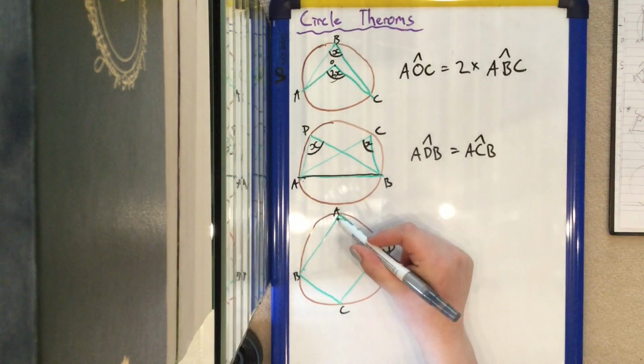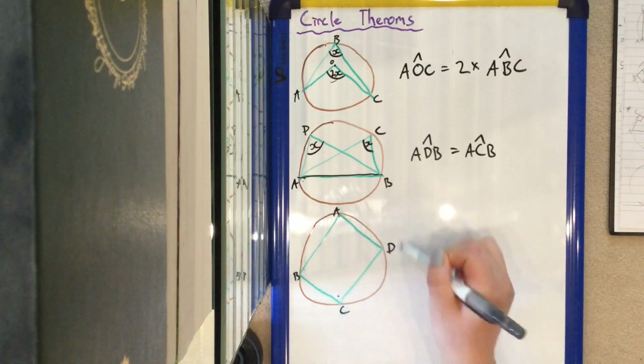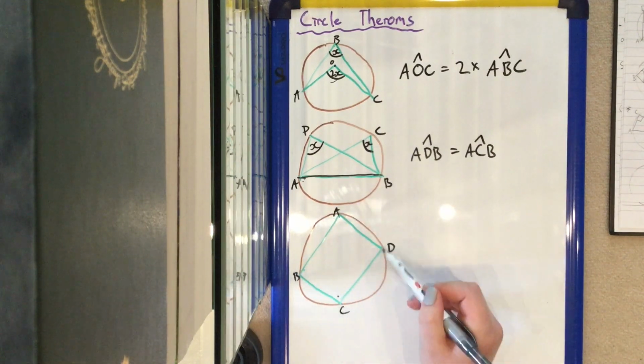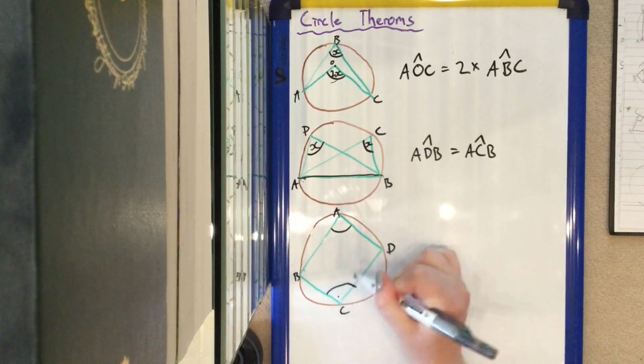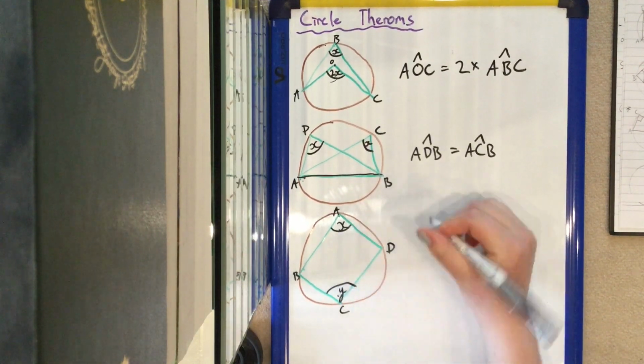Theorem 3 is that opposite angles of a cyclic quadrilateral, that means a quadrilateral shape enclosed within a circle, add up to 180. So that's this angle x and this angle y.